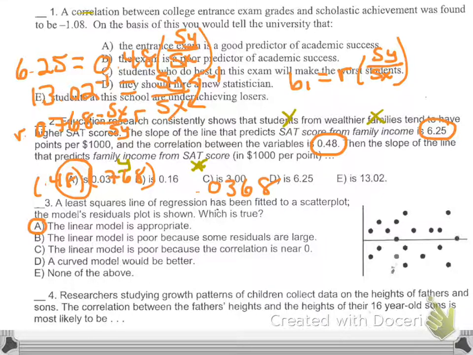The linear model is poor because some residuals are large. That is not true at all. The linear model is poor because the correlation is near zero. The residual plot does not tell us anything about the correlation. A curved model will be better. No, we don't go in there, none of the above. So the answer for 3 is also A.